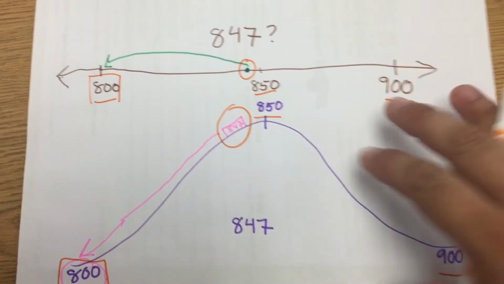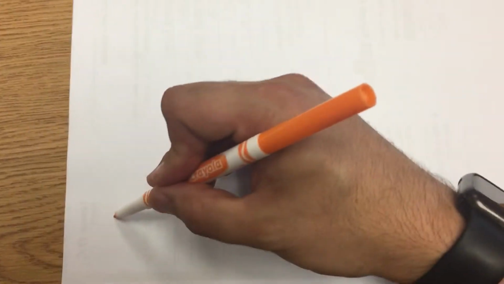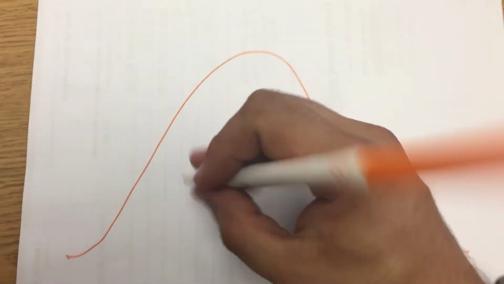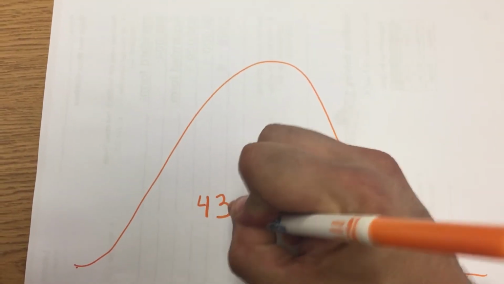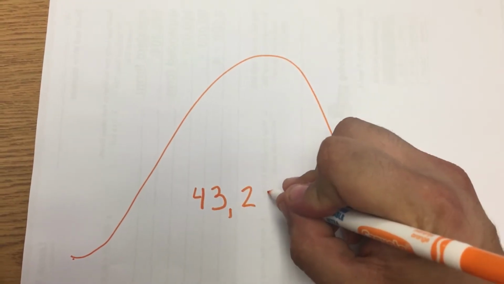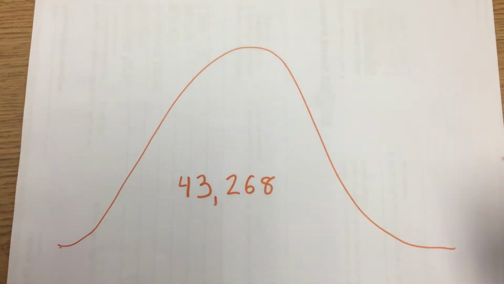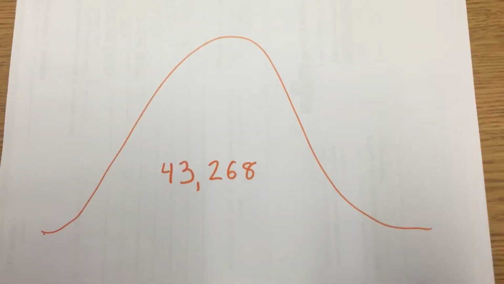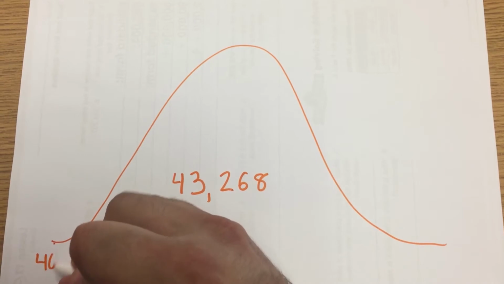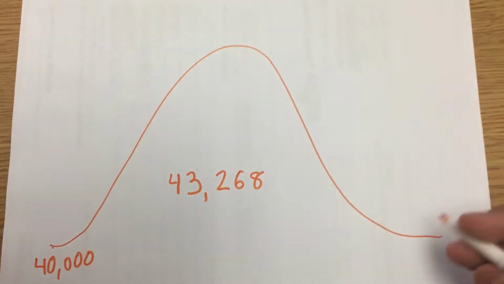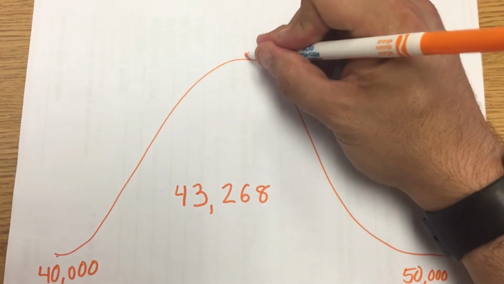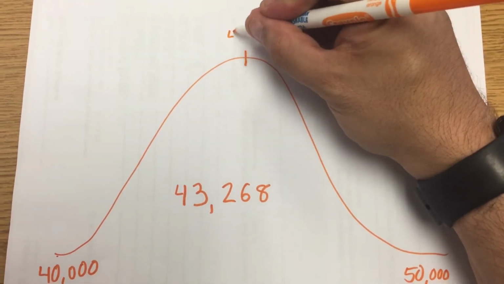The question is, what if you're working with a bigger number? Well, it'll still work the same way, by the way. If I have a bigger number, let me just draw that bell curve right there. So let's say I've got the number 43,268. If I'm looking to round that to the largest possible place value, that's either going to round down to 40,000 or it's going to round up to 50,000.